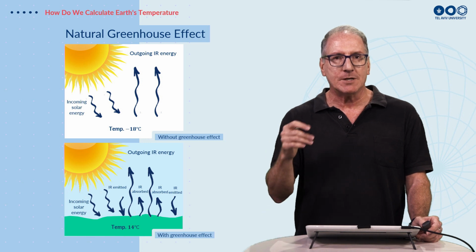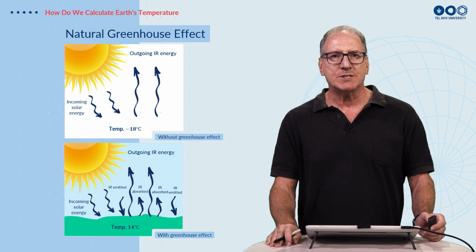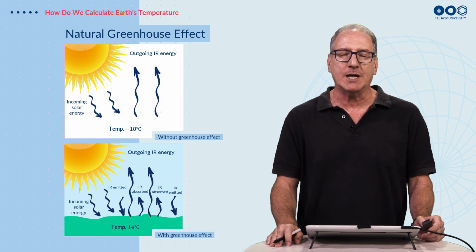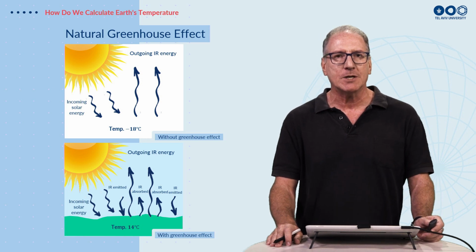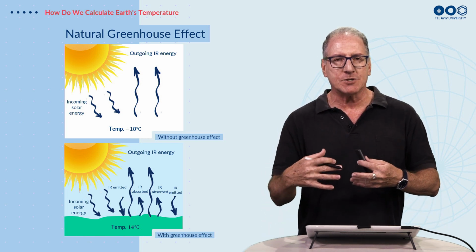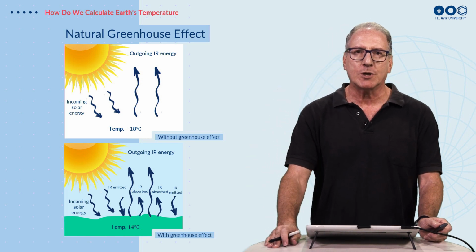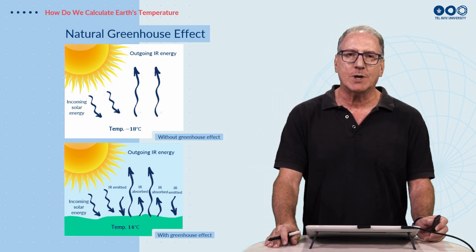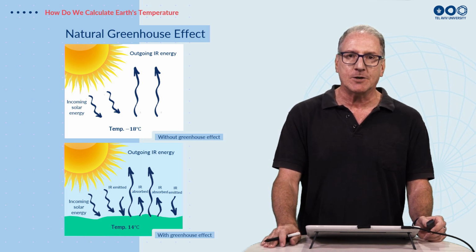So to summarize, we have a natural greenhouse effect on the Earth. On the top, we can see what would happen if we didn't have this greenhouse effect, if we didn't have the atmosphere. The solar radiation coming into the planet would be heating the surface as it does normally, but the energy released, all of it would go out to space, and on average, we would have a temperature of the globe, of the Earth, of minus 18 degrees.